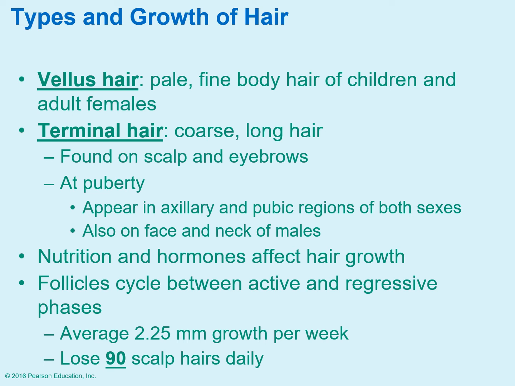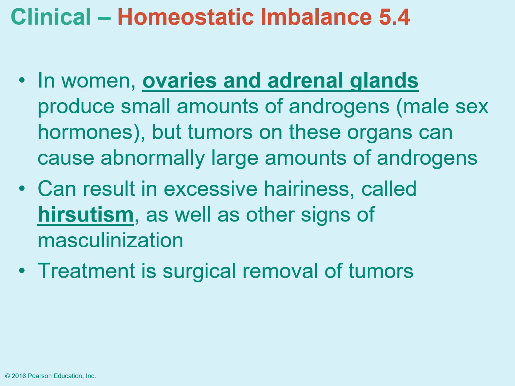Nutrition and hormones will affect the hair growth. Other environmental stresses can also affect hair growth. So the follicles are going to cycle between being active and inactive for a bit. Everyone knows when you comb or brush your hair, you lose hairs. So how many scalp hairs do you lose? On average, you lose about 90 per day.